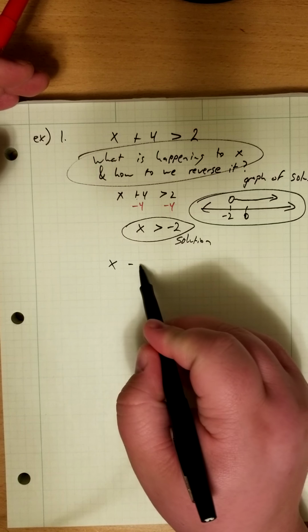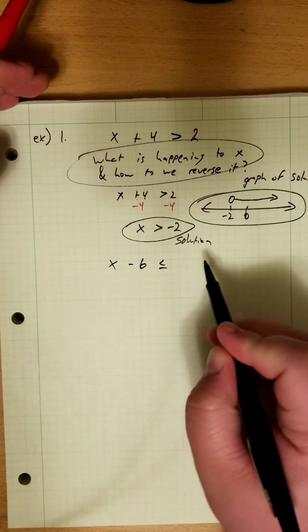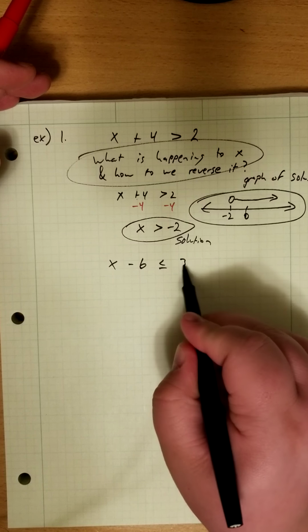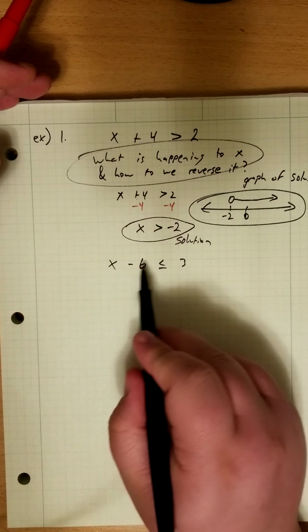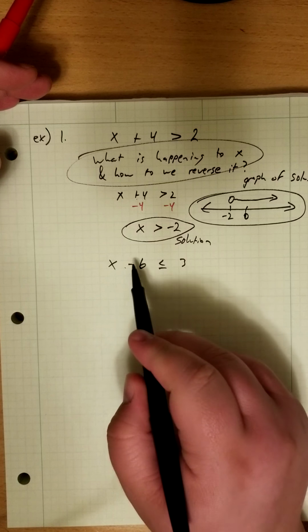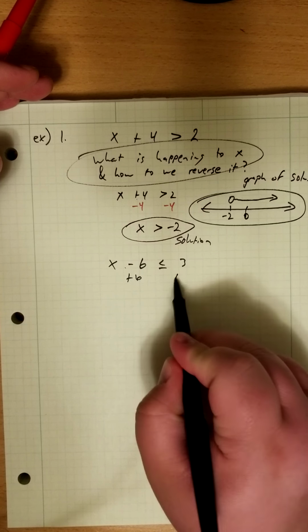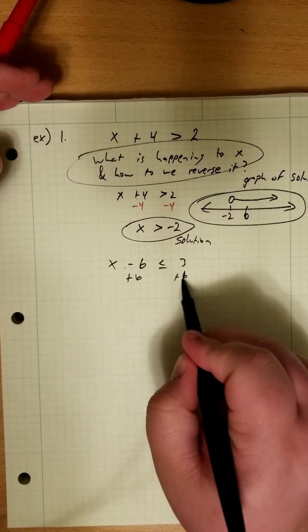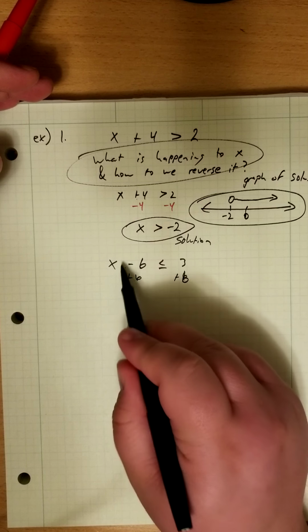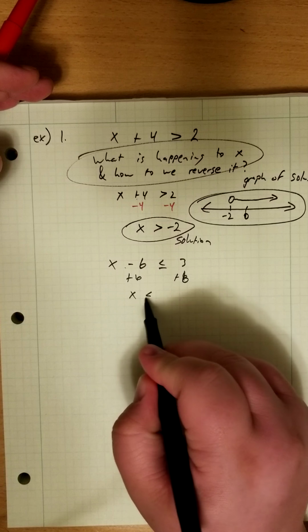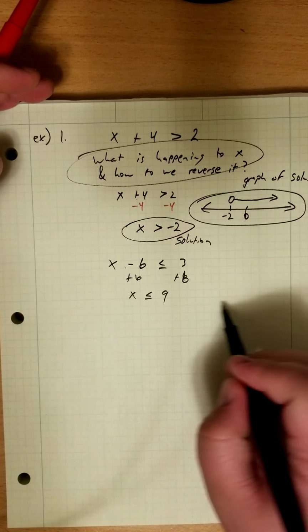X minus 6 is less than or equal to 3. Well, what is happening? X is being subtracted by 6. How do we undo this? We add 6. That's a 6. This cancels each other out. We have x less than or equal to 9.